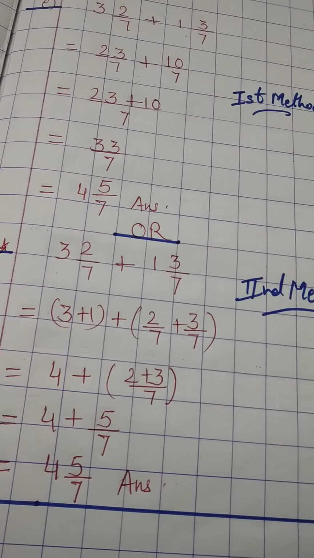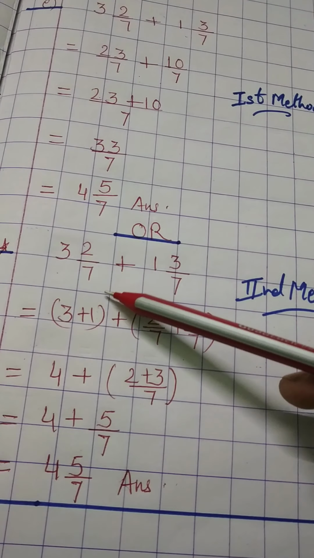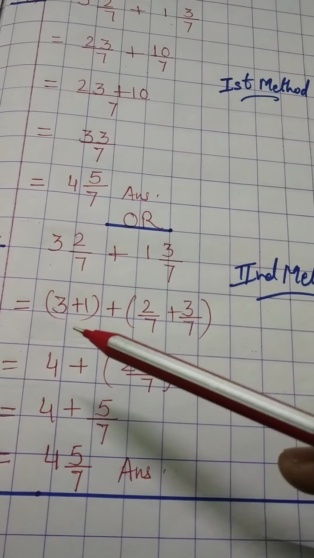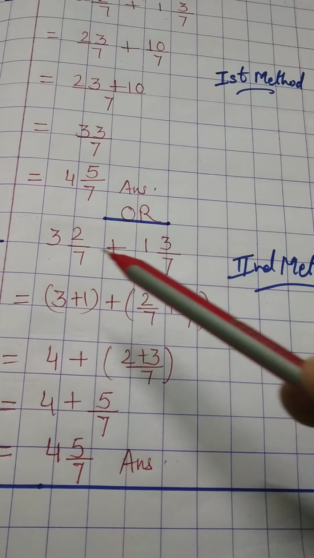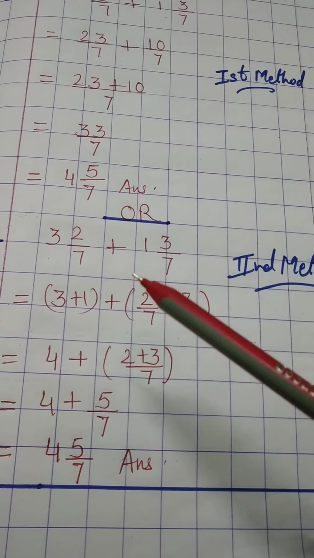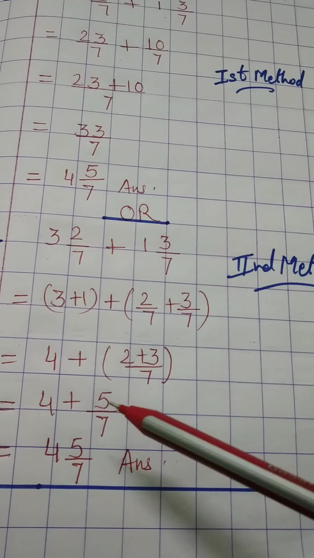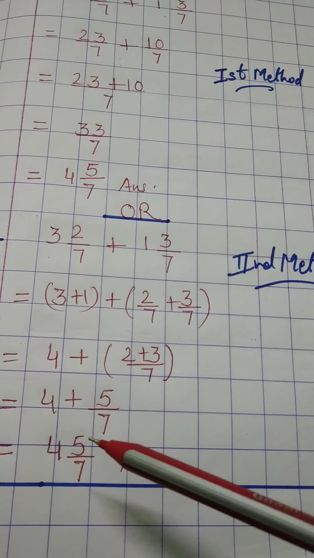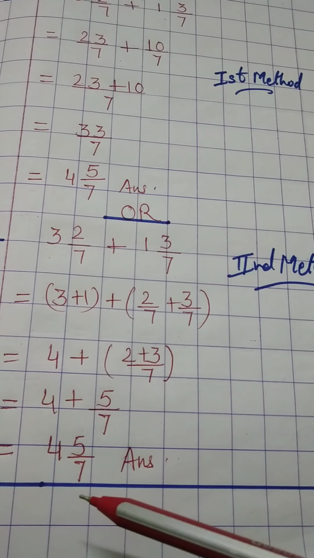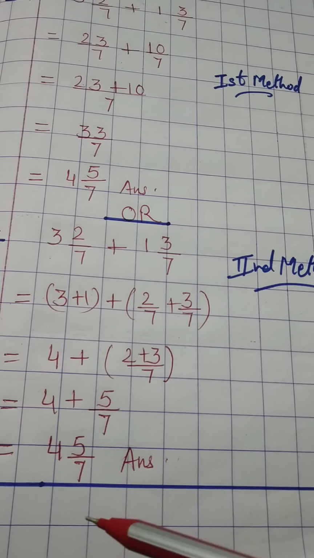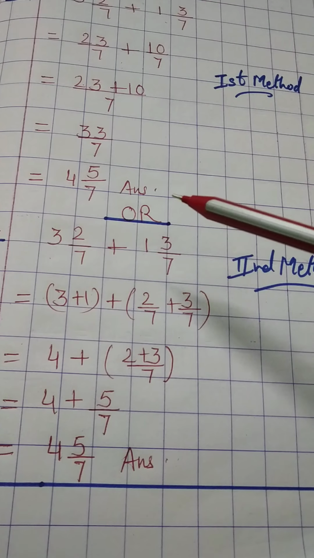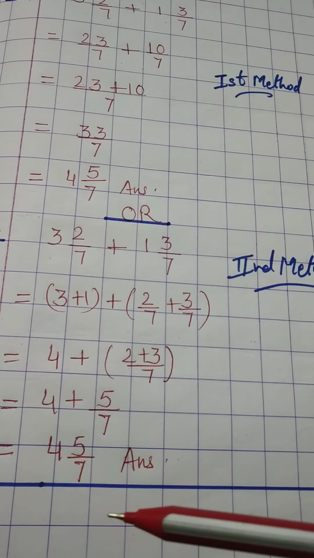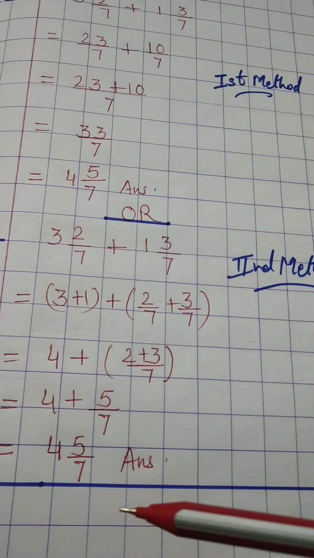And then with the second method, I have done 3 2 upon 7 plus 1 3 upon 7. And then I have taken the whole numbers 3 plus 1. So 3 plus 1 is 4, and 2 upon 7 and 3 upon 7 will become 5 upon 7, and 4 plus 5 upon 7 I will write here as 4 5 upon 7. Okay, so this is the method. So the answer of this is 4 5 by 7, and this is also 4 5 by 7. Understood? So you can write it in both ways.